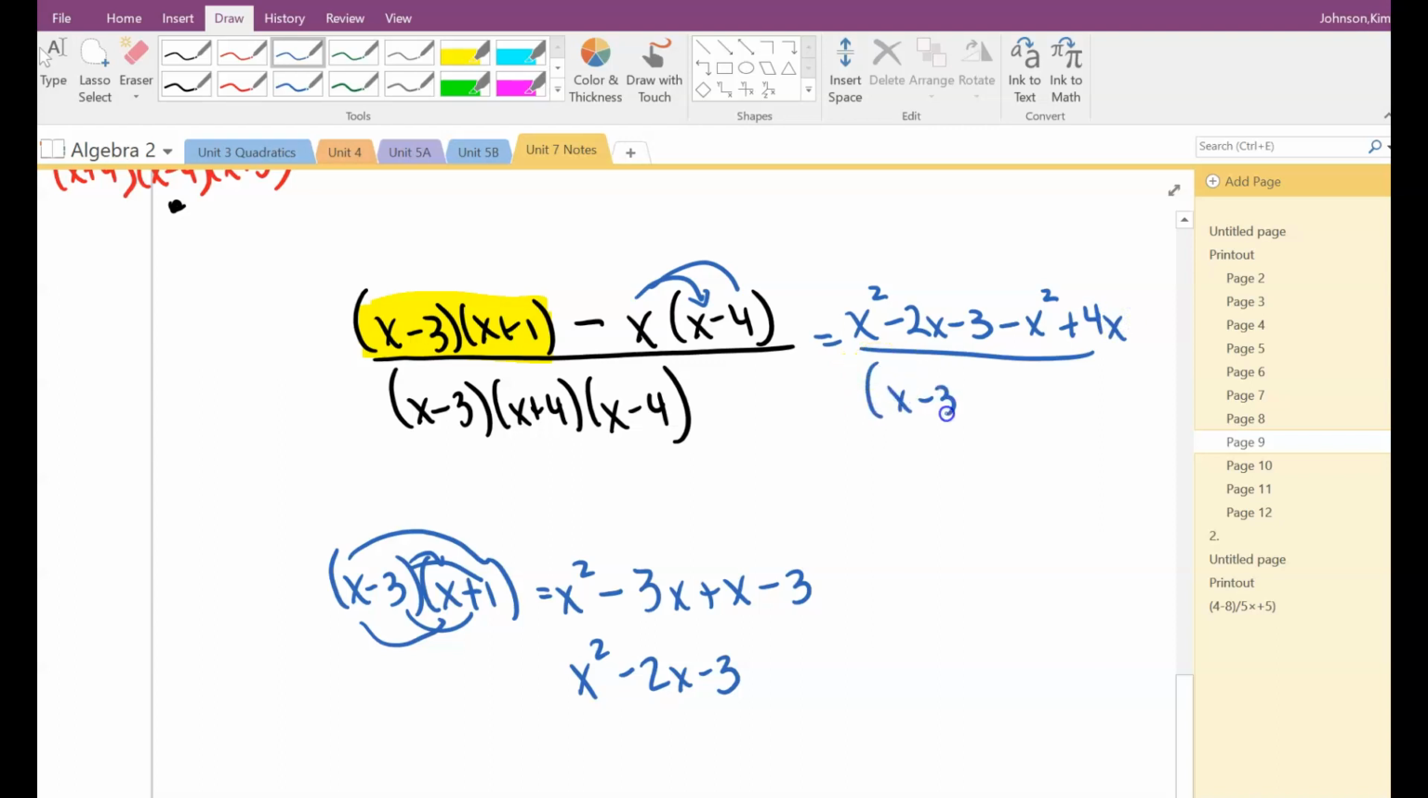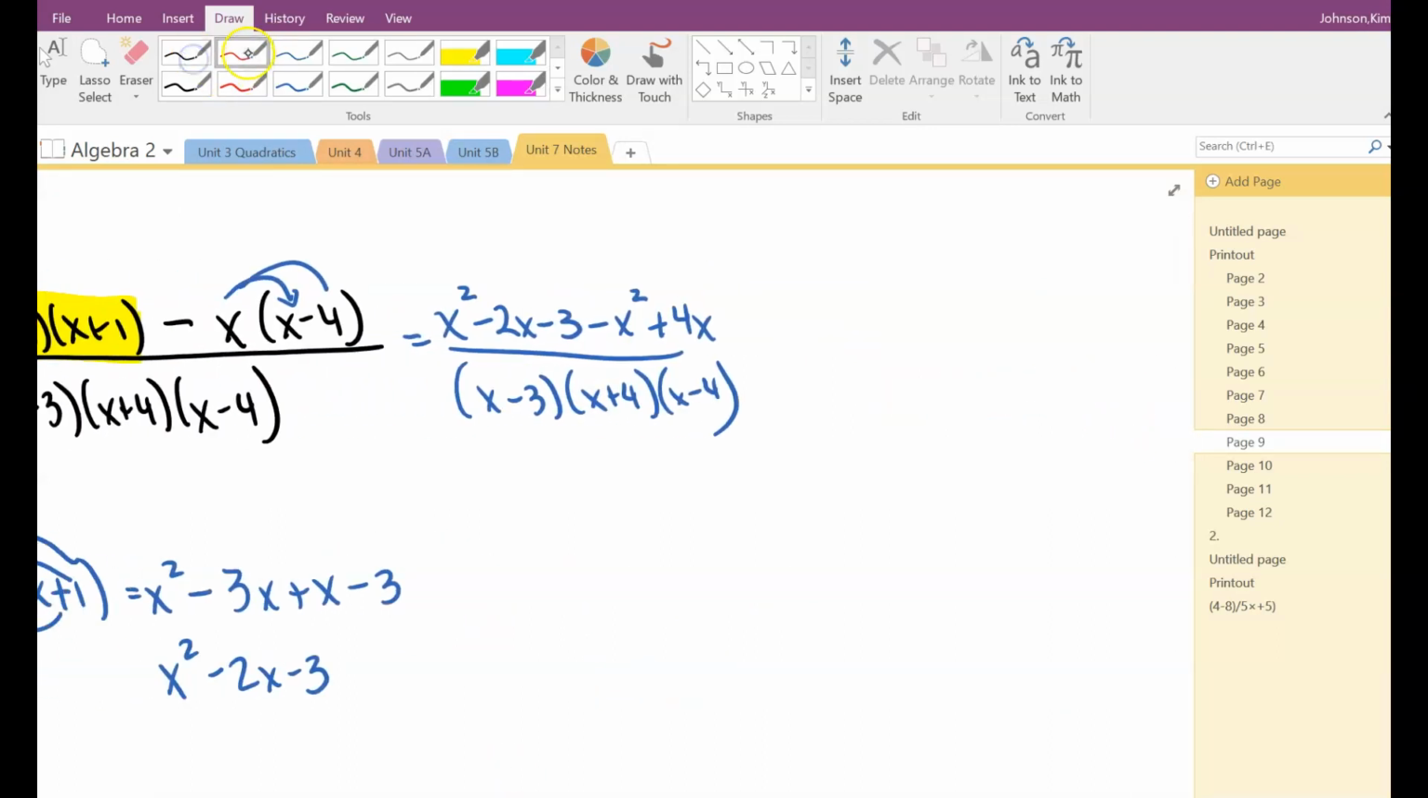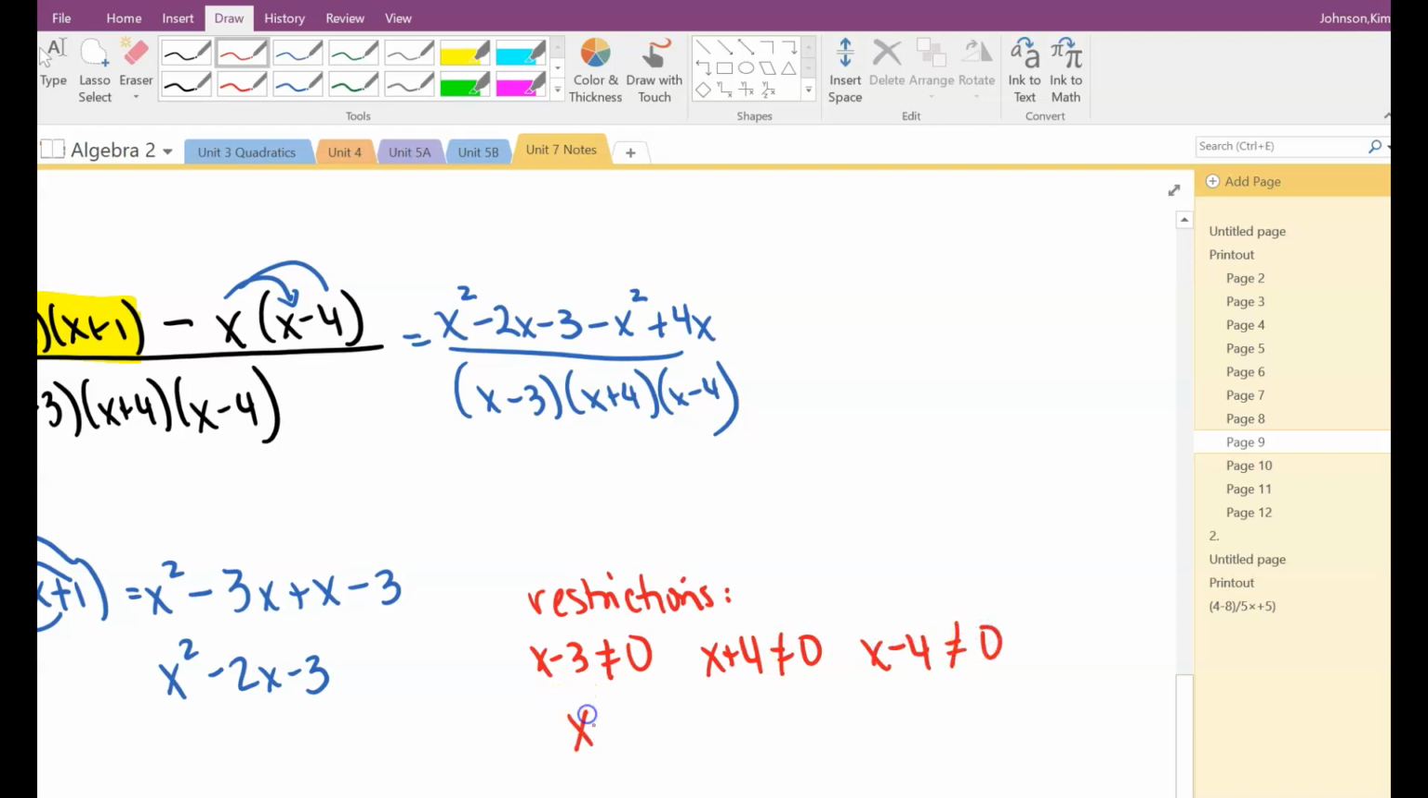And that's all over x minus 3 times x plus 4 times x minus 4. Before I simplify any further, I'm going to identify those restrictions right away. I know x minus 3 can't equal 0, all those factors in the denominator. x plus 4 can't equal 0, and x minus 4 can't equal 0. So that means x can't equal 3, x can't equal negative 4, and x can't equal 4.